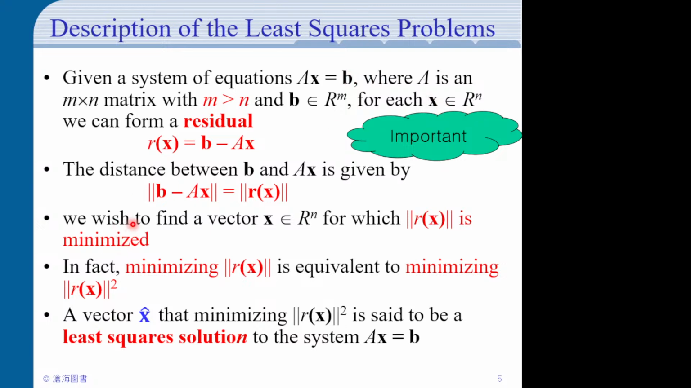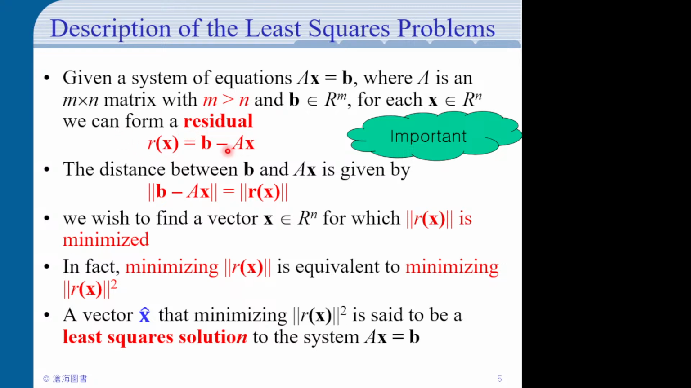So we define the residual as how much error we have in our x. You cannot find the x such that Ax equals b exactly, so we study how close we can get to b. So we define this b minus Ax as the residual, and we want to find the x that minimizes this residual. And that's the mathematical problem we want to solve in this section.